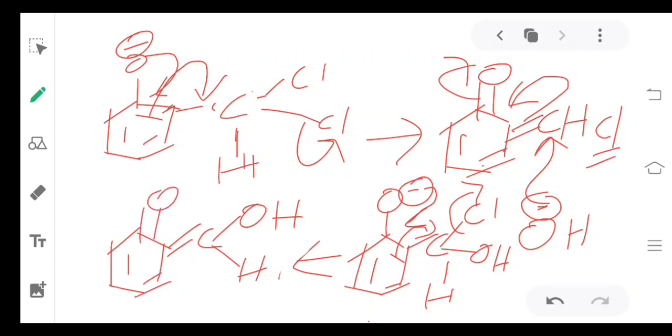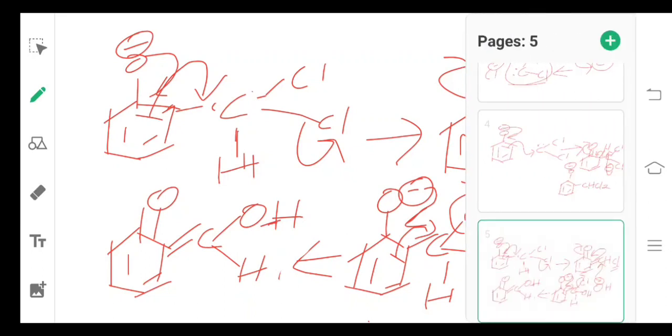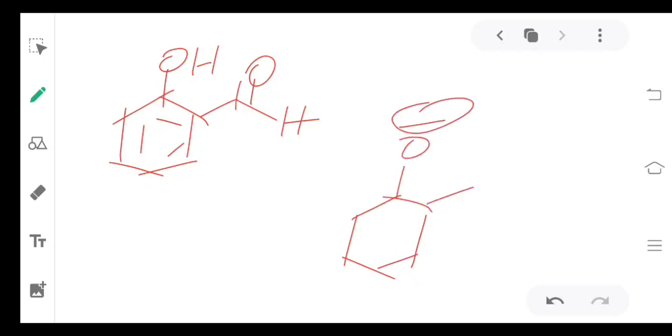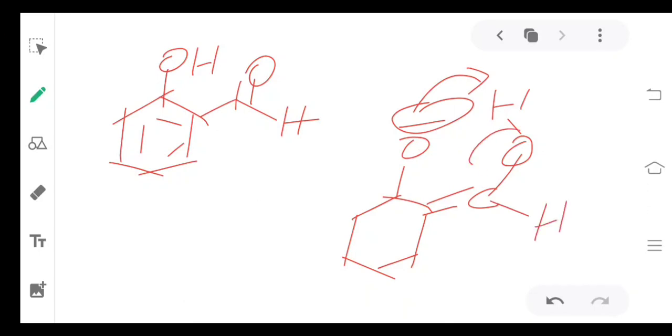Now in the last step of this reaction, there will be a tautomeric shift and the formation of ortho substituted phenol will take place. What is the tautomeric shift? You know that it was like this: O minus, double bond C, O H. This O minus will abstract this proton. This bond will get shifted here, and this bond will get shifted here, and it will give you this.